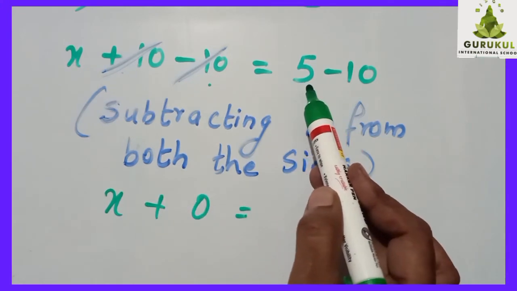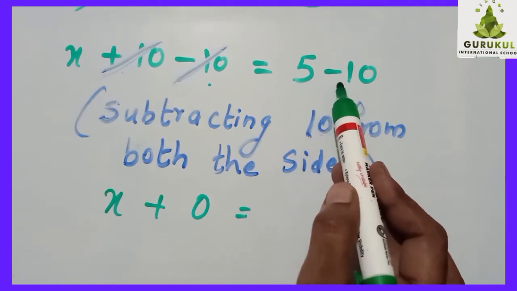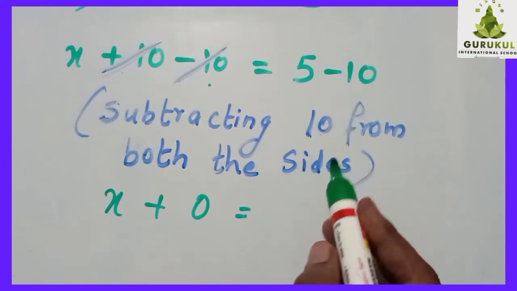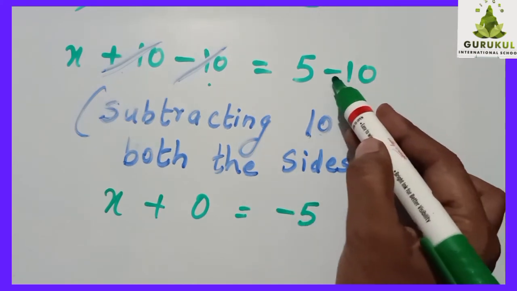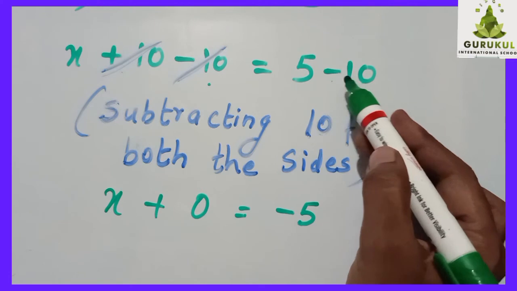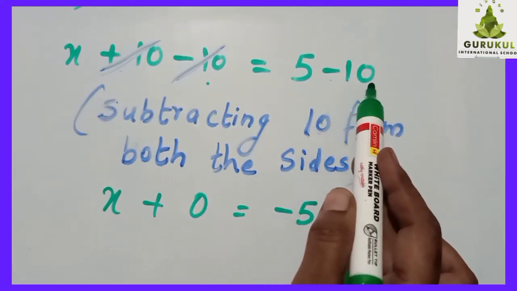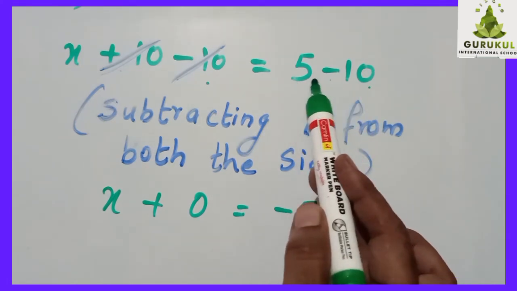Now remember about the integers, 5 minus 10. Plus 5 minus 10. How did you do the calculation for integers? Different sign, subtract. 10 minus 5 is 5. Different sign, subtract. Put the sign of the greater number. What is the sign of the greater number here? 10, minus. 10 is the greater number, sign is minus. So you get minus 5 here. 5 minus 10 is not 5, it is minus 5. Is that clear? Addition of integers.